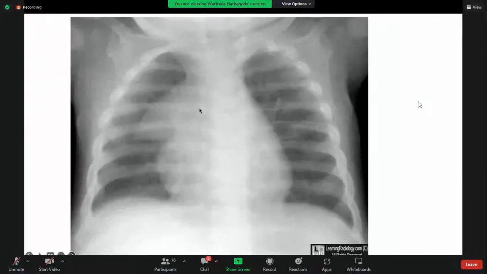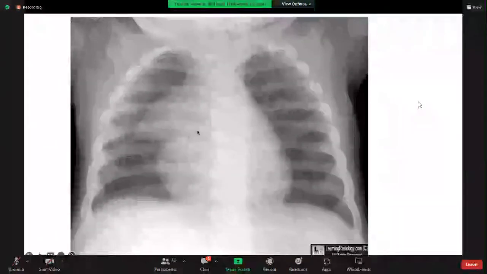Up to 2 years, your thymus is a little bit bigger, but later in life it shrinks. So when you do an X-ray, sometimes you might see the thymus, which is not a consolidation. I just wanted to highlight this is a normal finding. If you see something like this, it's the thymus. It can come from the other side as well. Is it clear? So this is just a normal finding.